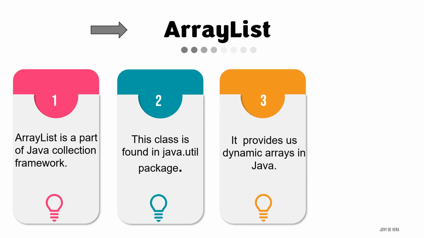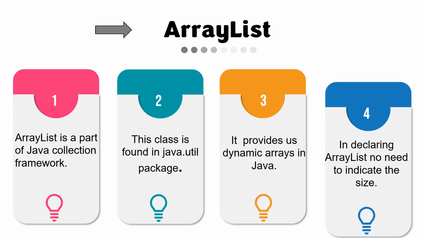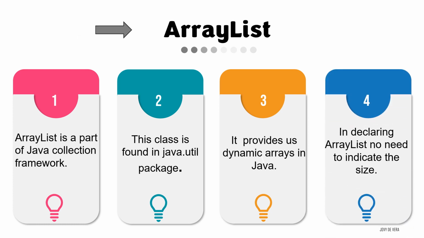Next, it provides us dynamic arrays in Java. Unlike arrays, an ArrayList can automatically adjust its capacity when we add or remove elements from it. Hence, ArrayLists are also known as dynamic arrays. And lastly, in declaring an ArrayList, there is no need to indicate the size.